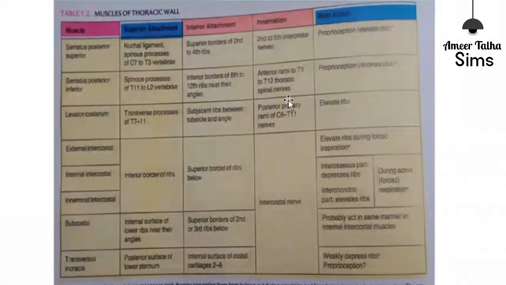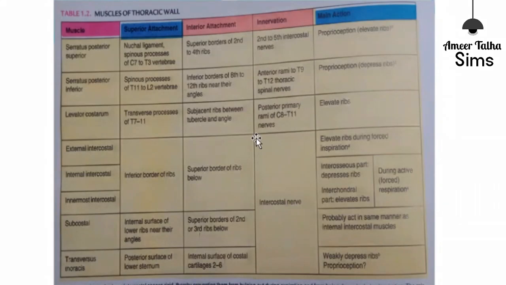Next we have levator costarum. It originates from the transverse processes of C7 to T11 vertebrae, and it inserts on the subjacent ribs between the tubercle and the angle. It is supplied by the posterior primary rami of C8 to T11 nerves, and it helps in elevation of the ribs, as the name indicates, levator costarum. So it helps in elevation of the ribs.